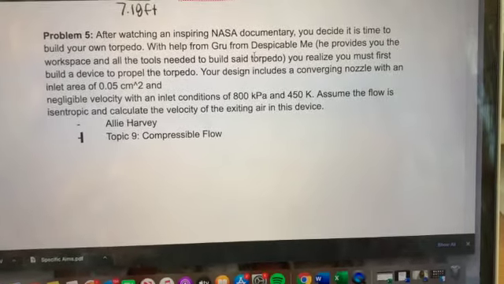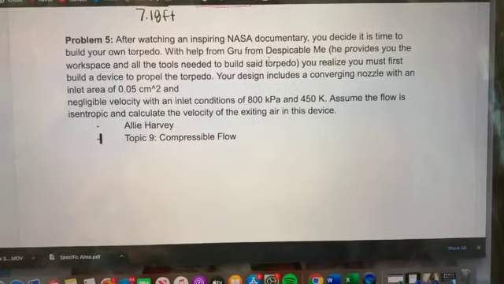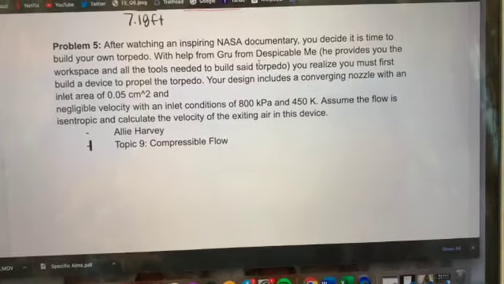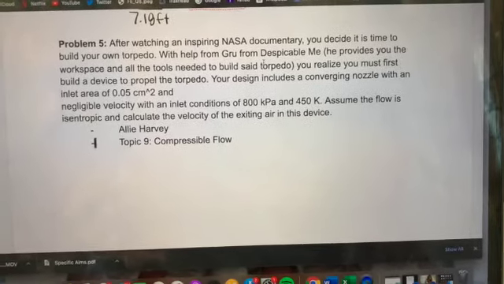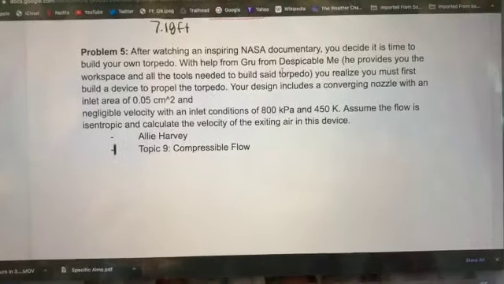You realize you must first build the device to propel it, and your design includes a converging nozzle with an inlet area specified, negligible inlet velocity, and conditions specified as well. Assume the flow is isentropic and calculate the velocity of the exiting air in this device. In this one, we are going over compressible flow.